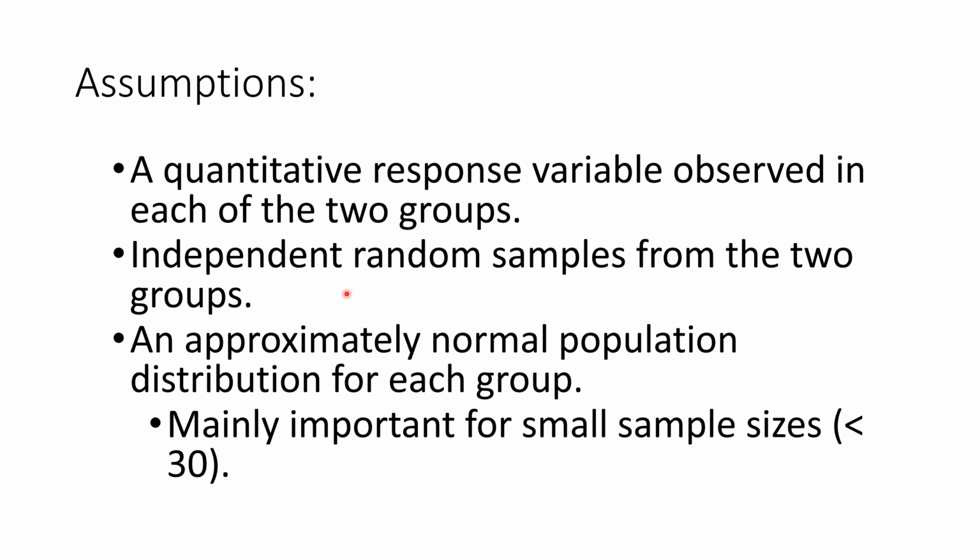Just as what we learned in other statistical methods, there are a few assumptions we need to check. First, we need a quantitative variable. We need a quantitative response variable observed in each of the two groups. We need independent random samples from the two groups. And the population should have an approximately normal distribution for each group. It is mainly important for small sample sizes, which means the sample size is less than 30.